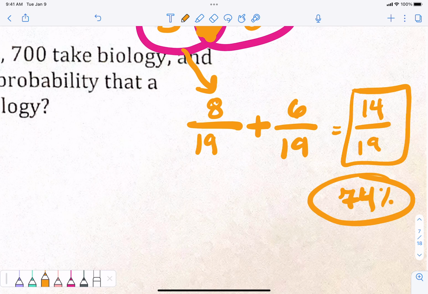What, Logan? That was for A. I'm running out of room. Sorry. That was for A.